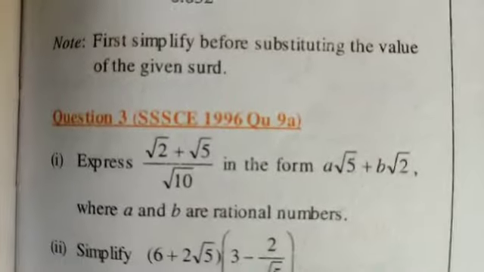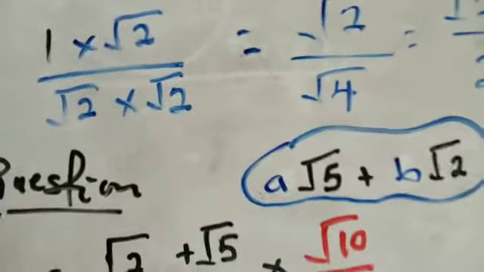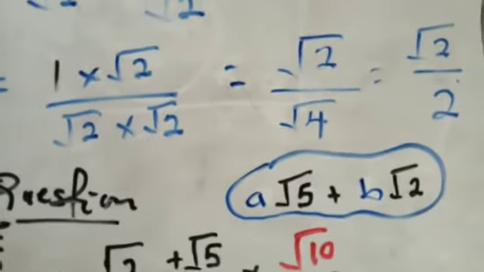A root 5 plus B root 2, where A and B are rational numbers. Let's look at how to solve that problem. The book there is A Plus Series. Credit to Mr. Ishmael Adams, one of the great mathematicians in Ghana.